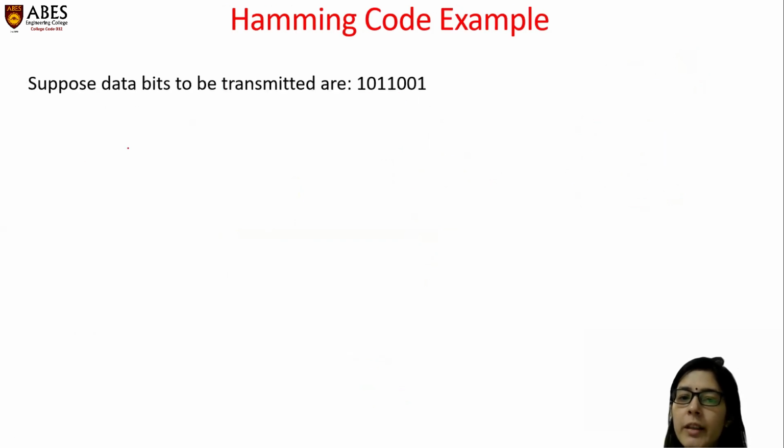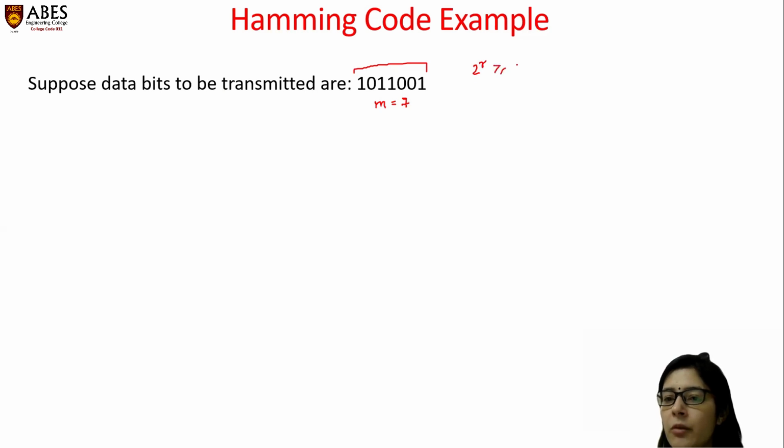Now, we will discuss the method of Hamming code, an error detection and correction method, with the help of one example. So this is our data. First we calculate the size of the data. The size of the data is 1, 2, 3, 4, 5, 6, 7. So data m is 7. First we need to calculate the redundant bits. As per the formula, 2 to the power r is greater than or equal to m plus r plus 1. Redundant bits will be 4.